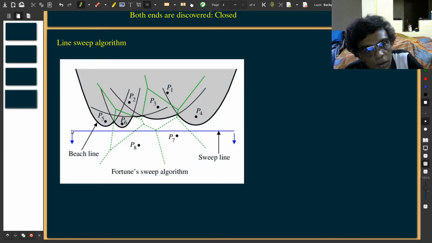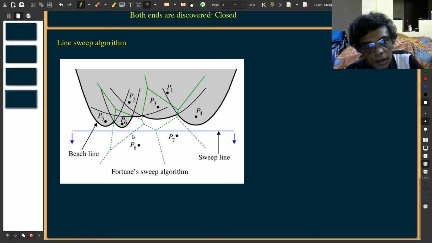Okay. So, this is my sweep line, which keeps on sweeping from up infinity and it will end at bottom infinity. Now, there is a portion, and this is the eventual Voronoi diagram that will be generated. We have already encountered these sites P5, P6, P2, P3, P1, P4.